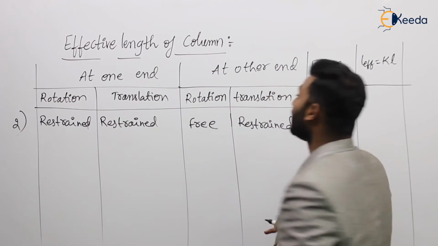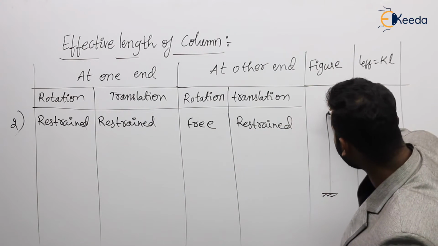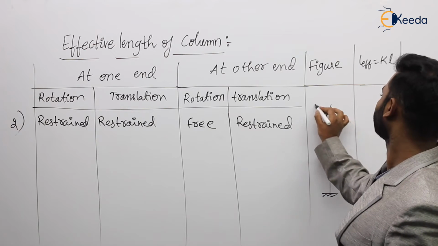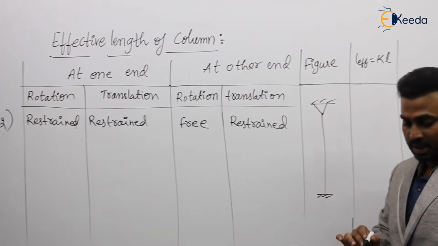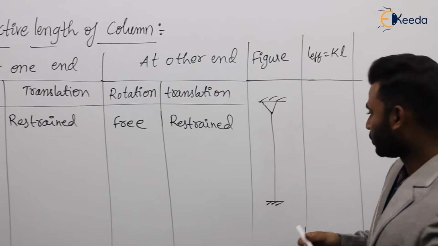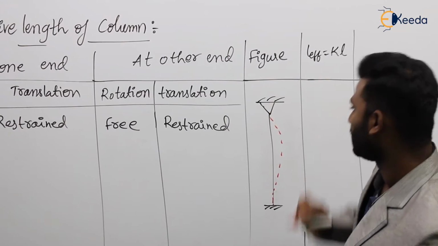Then what about the other end? At the other end, rotation is free and translation is restrained. It means a hinged support like this. So, hinged support. Clear? We know what is meant by L effective. For that, we should draw the elastic curve.